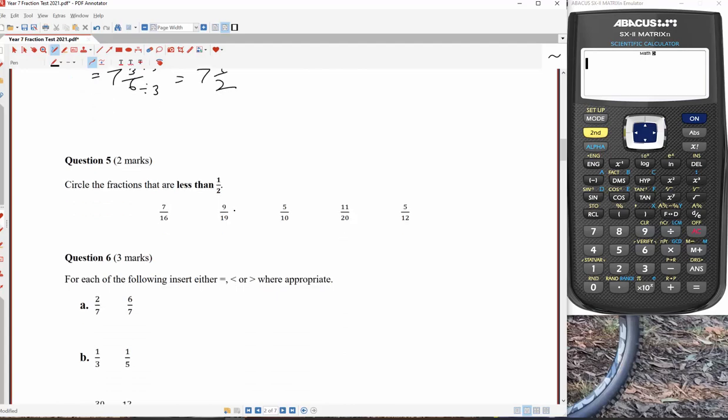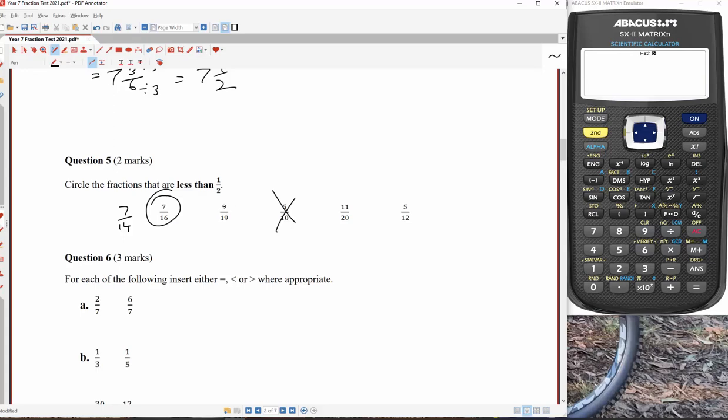Okay, circle the fractions which are less than a half. So 5 over 10 is a half, so it's not less than a half. What about 7 over 16? Well, 7 doubled is 14, so 7 on 14 would be exactly a half. Because we've got 16 parts, or 2 more parts to this, that means 7 on 16 must be less than a half.